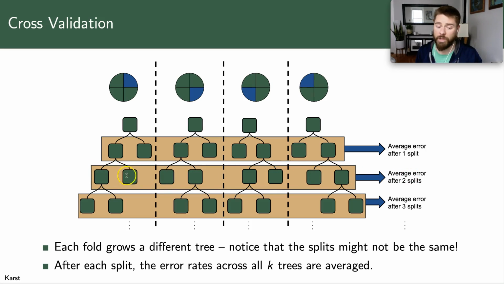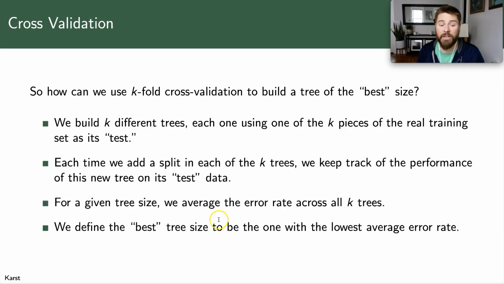Notice some of them might do really well, some of them might do poorly, just by chance. And I want to average out those random fluctuations and get an idea of what I can expect to see underneath. I keep doing this, 3 splits, 4 splits, 5 splits. It's all good. And then I can plot this thing.